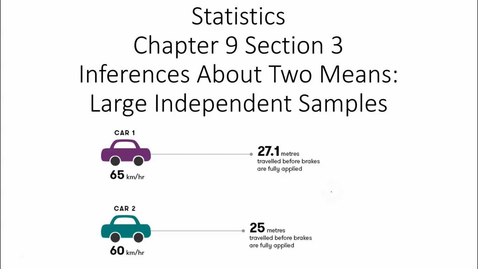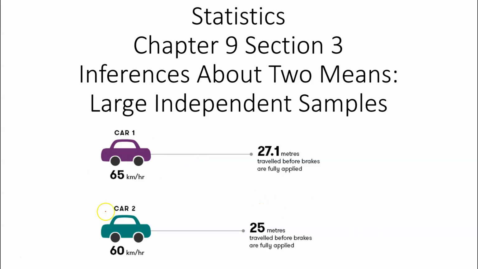All right, today in this video, we're going to be looking at inferences about two means. We're talking about large and independent samples. So this is going to be a z-test, not a t-test. We are going to be knowing the standard deviations of the samples in this case. And of course, inferences implies we're doing hypothesis testing. So hypothesis testing with two means.